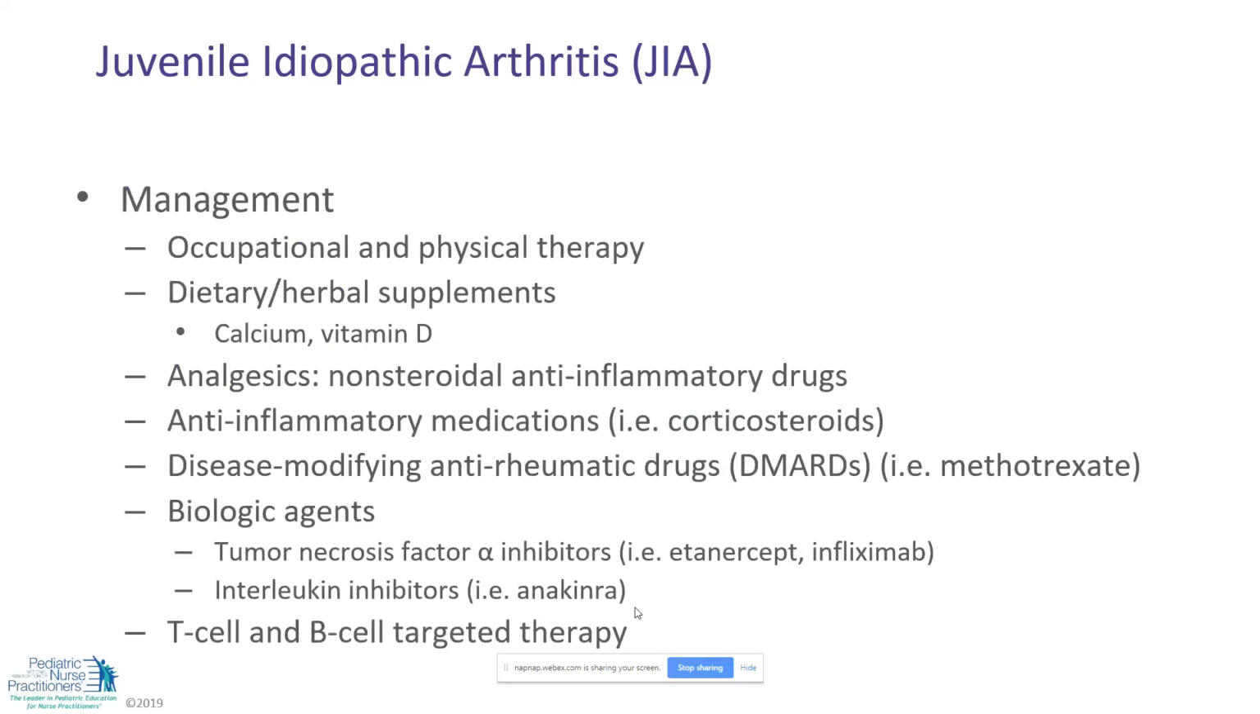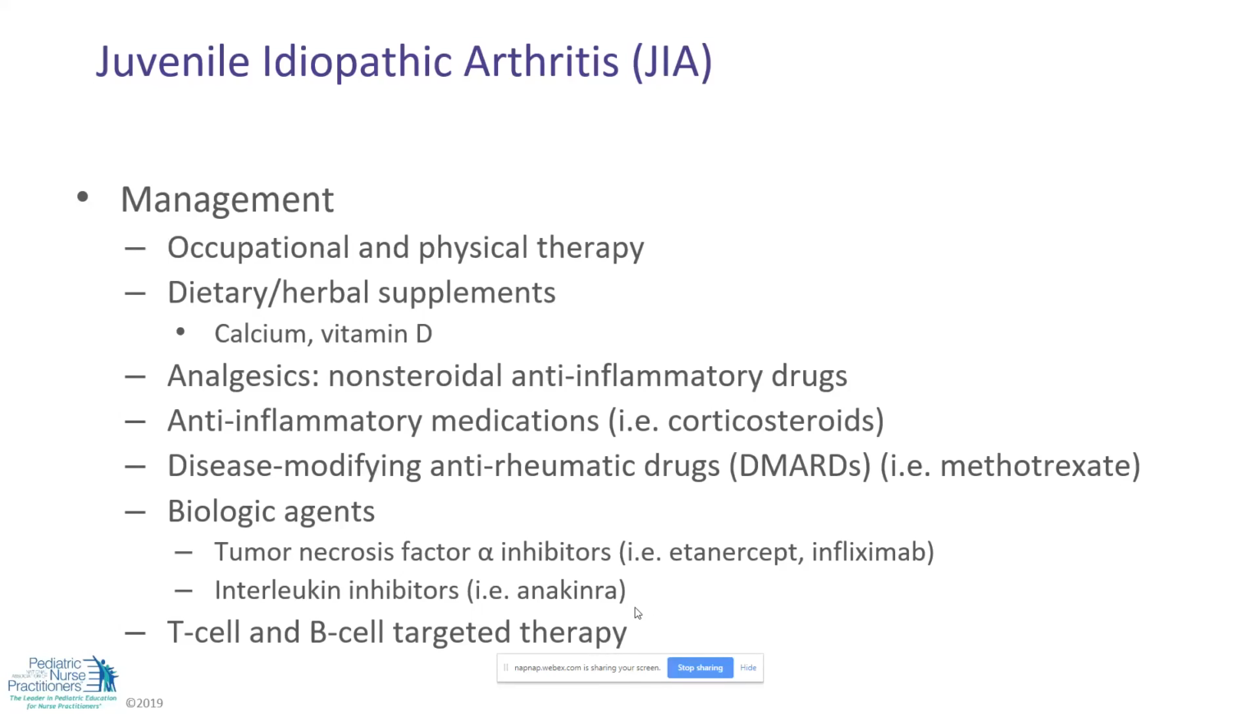So we manage these patients with a multi-pronged approach. So first, occupational and physical therapy can be really helpful. It's important that we optimize their calcium and vitamin D, usually through dietary or herbal supplements. First line is your nonsteroidal anti-inflammatory drugs from an analgesic perspective. And then from an anti-inflammatory perspective, corticosteroids are often used. We can, in more severe cases, use disease-modifying anti-rheumatic drugs such as methotrexate.